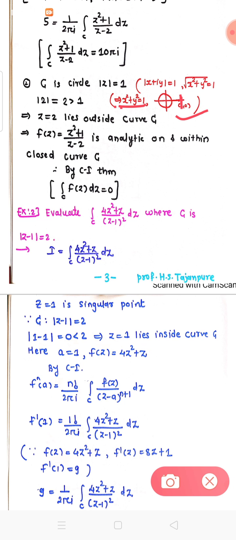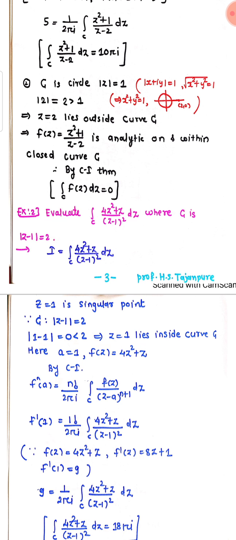z equal to 2 is the point which lies outside the curve C. So z equal to 2 lies outside, which means if we take the function f of z equal to z square plus 1 upon z minus 2, then that function will be analytic on and within the closed curve C. And therefore, if you are not having any singular point which lies inside the curve C, in that case, by Cauchy integral theorem, the value of integration f of z dz over the curve C equals 0.